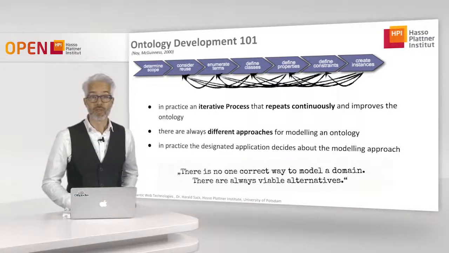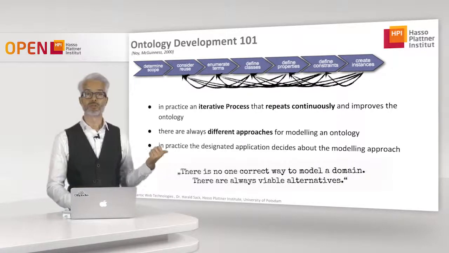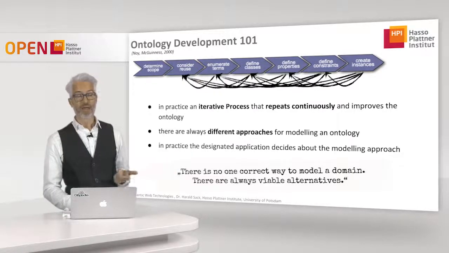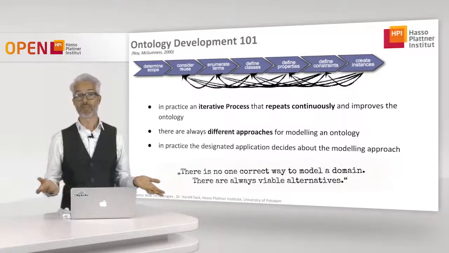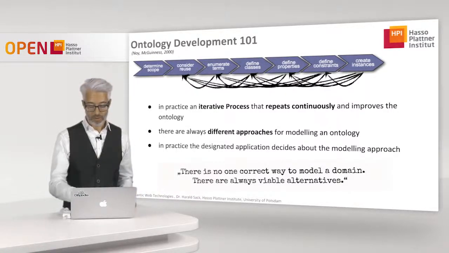The entire process consists of the following stages. First, we have to determine the scope of the ontology. We have to consider possible reuse. Then we start with the enumeration of important terms. We define classes, we define properties, we define constraints, and then we create instances. It's as easy as that. So this already is a methodology.